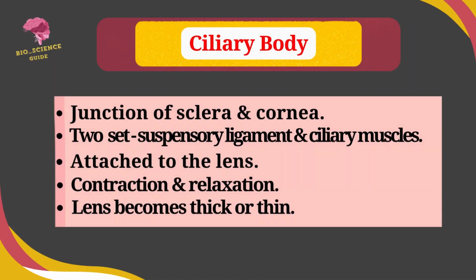Ciliary body is found at the junction of sclera and cornea. There are two sets of ciliary body: suspensory ligament and ciliary muscles. They attach to the lens, and due to contraction and relaxation of the ciliary body, the lens becomes thick or thin.